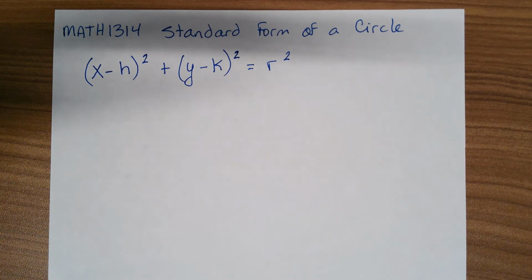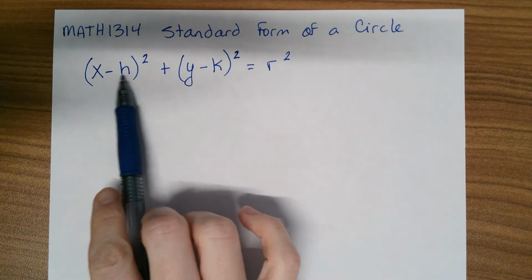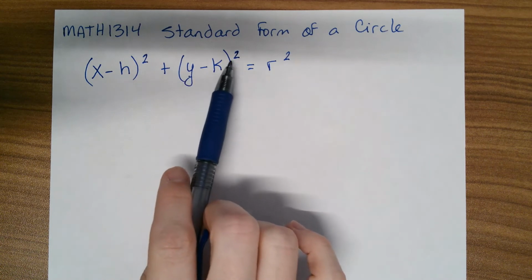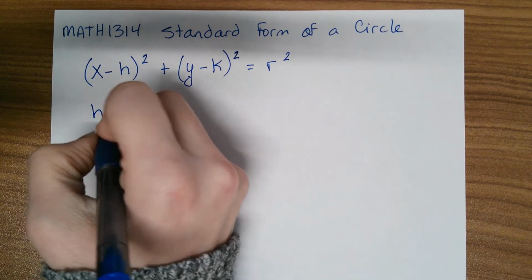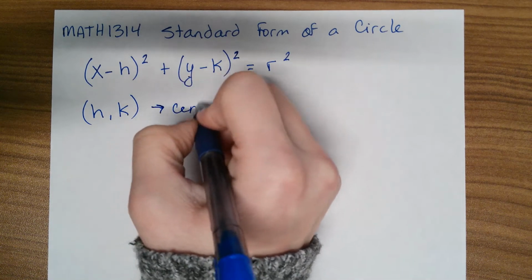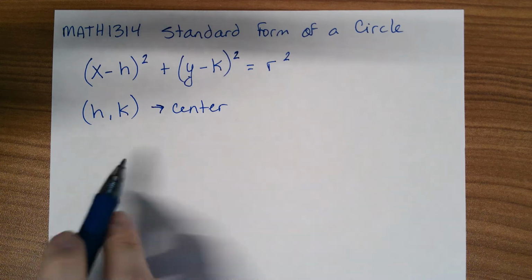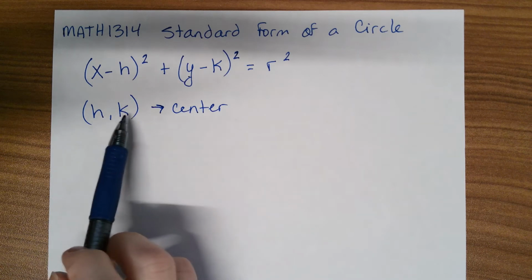So, standard form of the equation of a circle. Here, this is the standard form of the equation of a circle. We have (x minus h) squared plus (y minus k) squared equals r squared. The h and the k make up the center of our circle. So hk, xy, it is just a point, x comma y, but h is the x value of the center and k is the y value of the center.